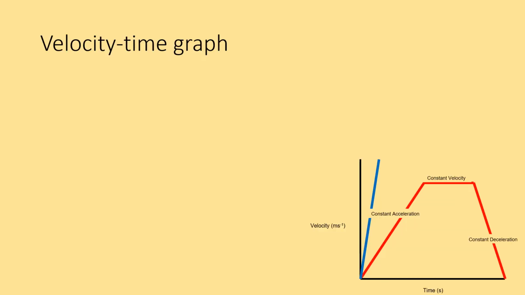Okay, so moving on to velocity time graphs. You have to be really careful when you're looking at motion graphs. Always look at the axes just to be sure what it is you're looking at. This is a velocity time graph. If you have a straight line, then you have a constant rate of change of velocity. Therefore, you have an acceleration. If you have a horizontal line, you have a constant velocity.